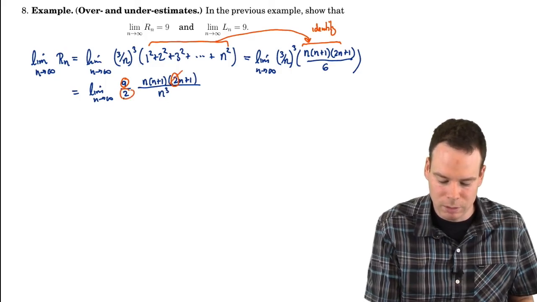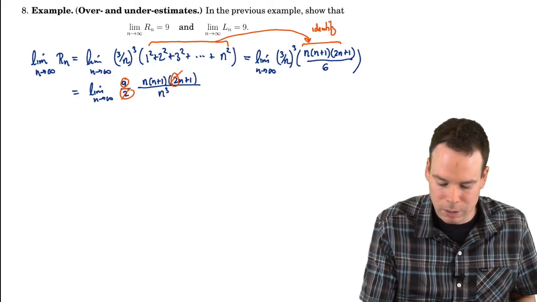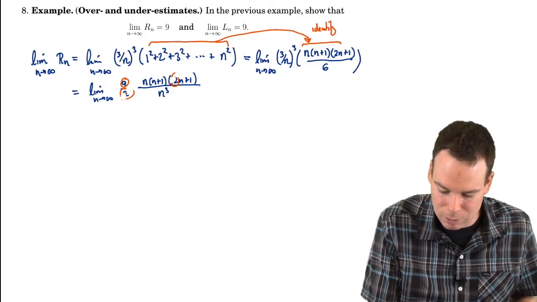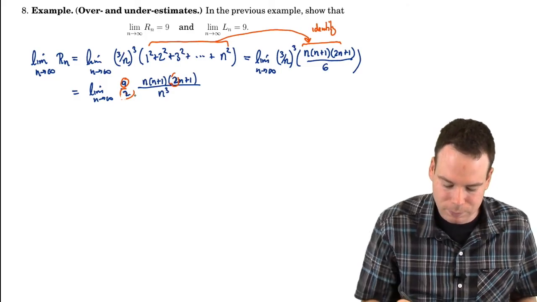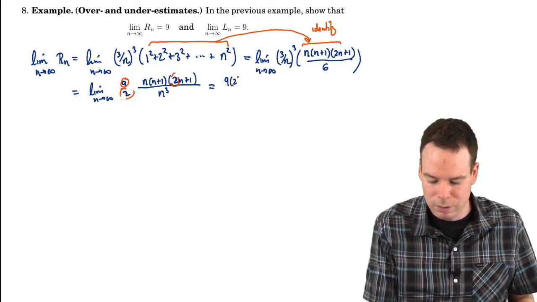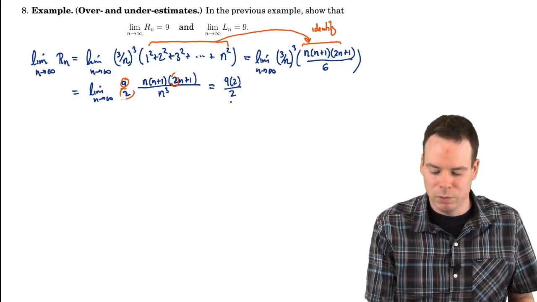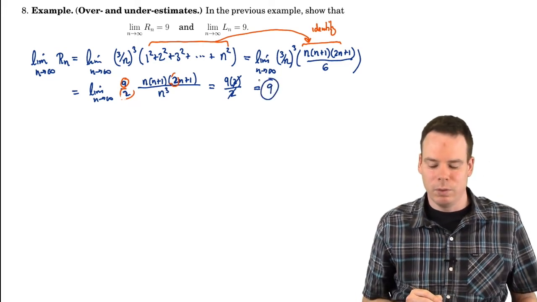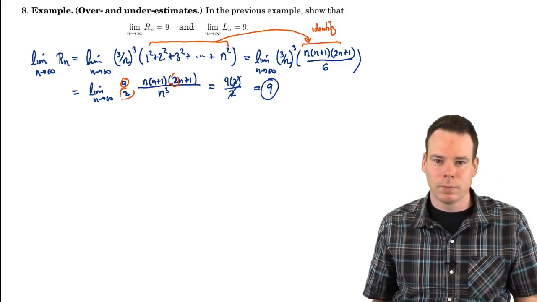Oh, but these 2's could cancel off. And when I do, I shouldn't actually write that they cancel off in this way. I'm going to cancel them in the next step. So maybe I should be a little bit more careful here. The value of this limit is the ratio of their leading coefficients, which is 9 times 2 over 2. Now I can cancel the 2's and get a value of 9 for the limit.